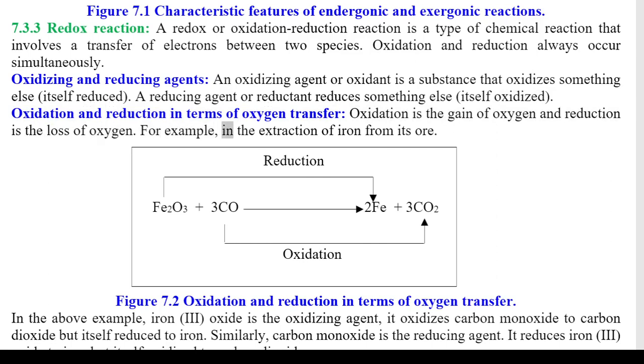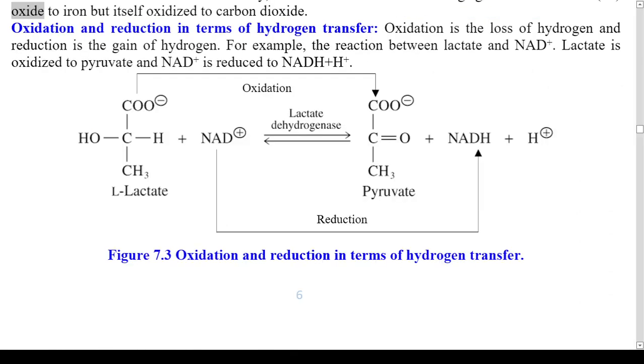For example, in the extraction of iron from its ore. Figure 7.2 Oxidation and reduction in terms of oxygen transfer. In the above example, iron(III) oxide is the oxidizing agent. It oxidizes carbon monoxide to carbon dioxide but is itself reduced to iron. Similarly, carbon monoxide is the reducing agent. It reduces iron(III) oxide to iron but is itself oxidized to carbon dioxide.